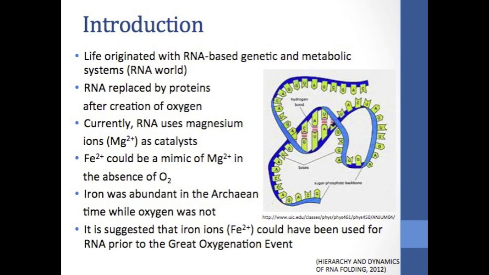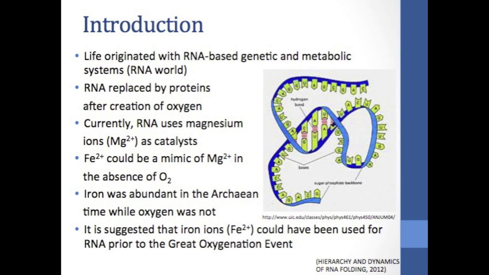Today's RNA uses magnesium ions as catalysts because they allow RNA to fold and function as an enzyme. However, RNA enzymes formed by Mg2+ are very slow. Fe2+ could be a mimic of Mg2+ in the absence of oxygen because of similar chemical properties.